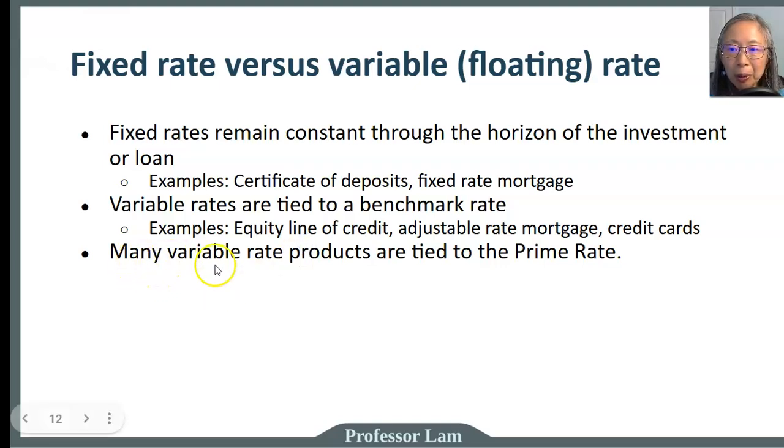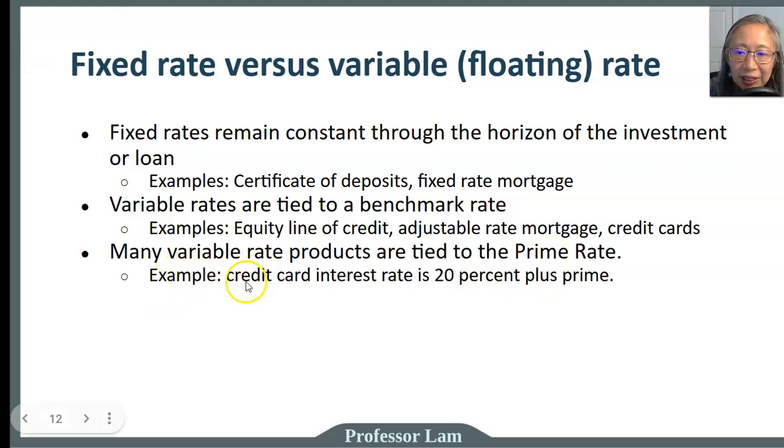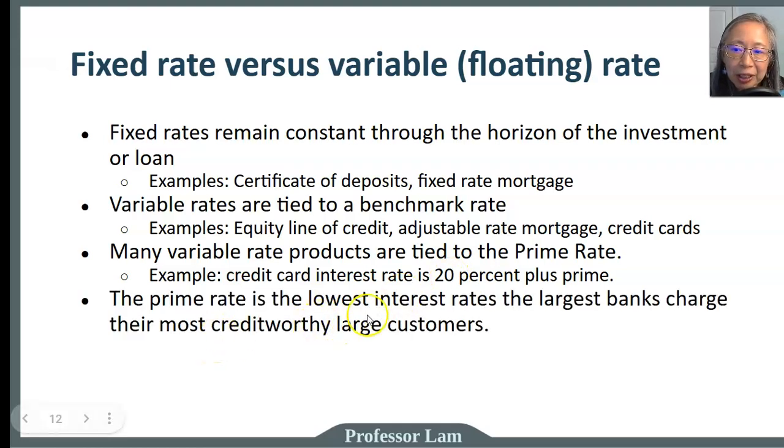Many variable products are tied to the prime rate. The prime rate is the best interest rate that a bank charges its most valuable customers. So for example, credit card interest rate may be 20% plus prime. That means whatever the prime rate is, you pay 20% more than that. So the prime rate is the lowest interest rate the largest banks charge their best customers.